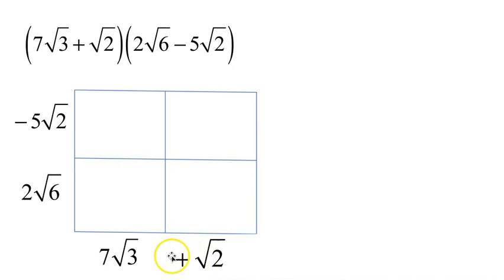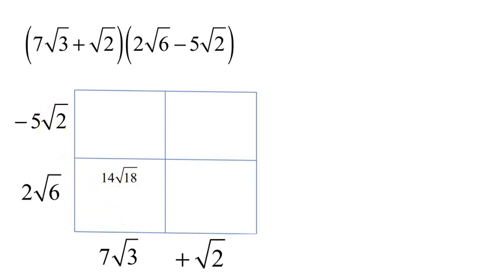So notice 7 root 3 plus root 2 on the bottom, 2 root 6 minus 5 root 2 on top. I'm going to multiply first. 7 root 3 times 2 root 6. 7 times 2 is 14. Root 6 times root 3 is root 18. So this cell first is 14 root 18.